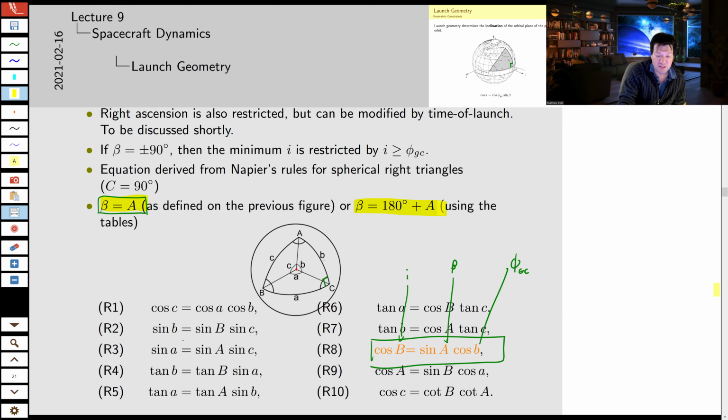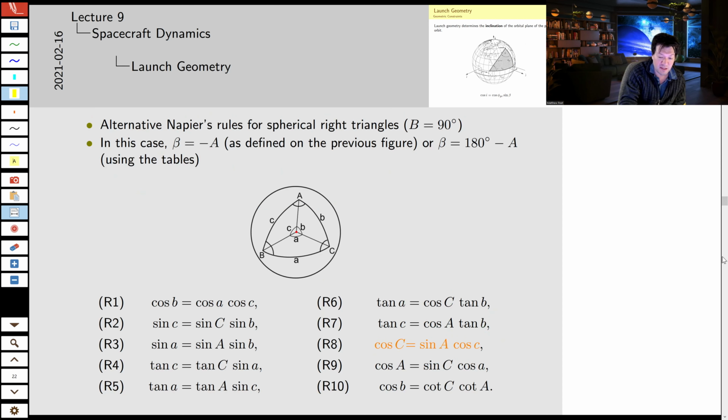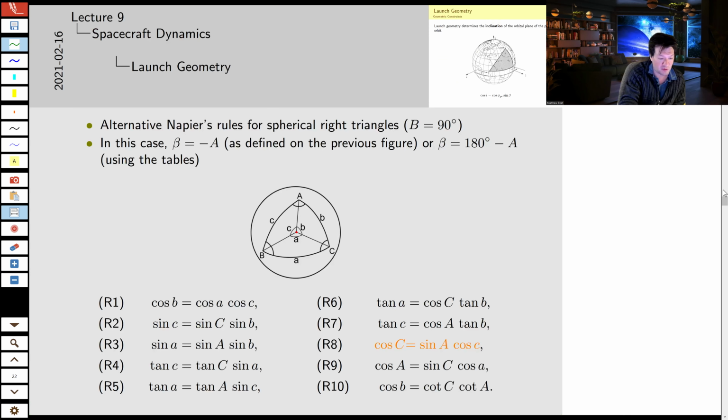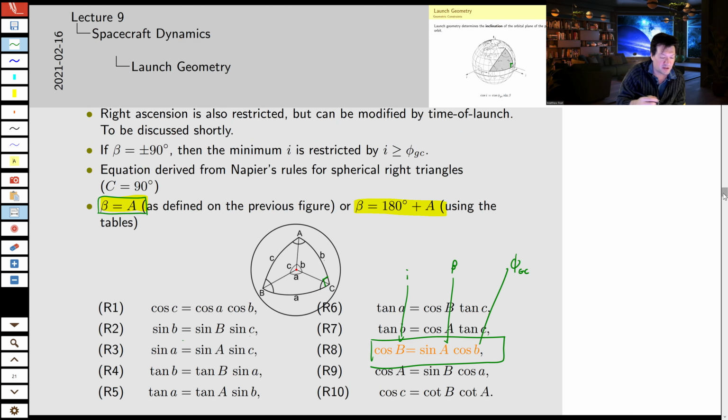Alternatively, and I give several tables listing acceptable azimuths, and you'll probably see them as well, for minimum and maximum beta. Those are measured from due north, clockwise. Right? So this is a bit of a problem.